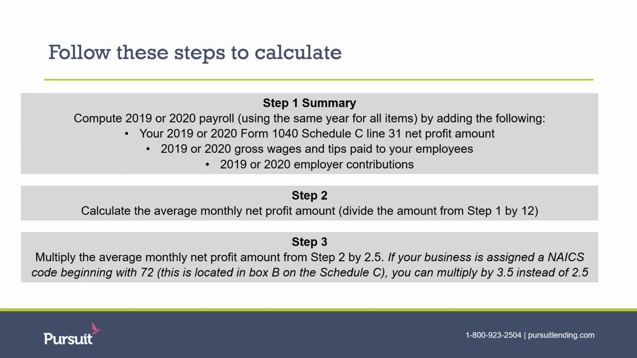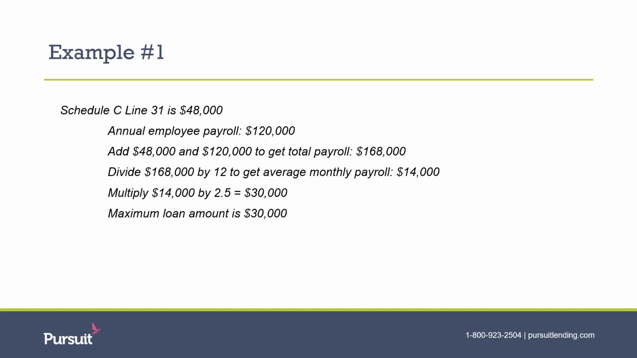So again, we will take the average monthly payroll, which was calculated in step 2, and multiply that by 2.5 times to obtain the maximum loan amount. We are now going to go through a couple examples so we can put real numbers to the test here.